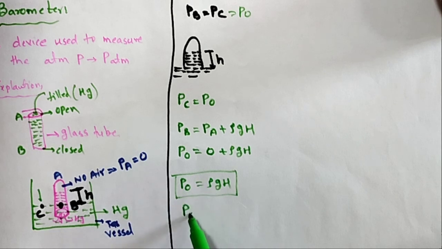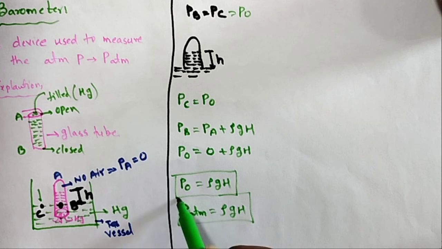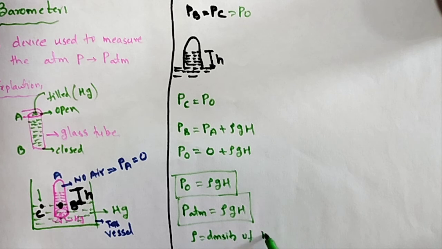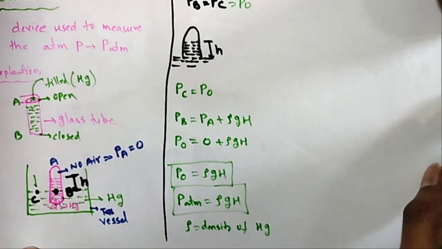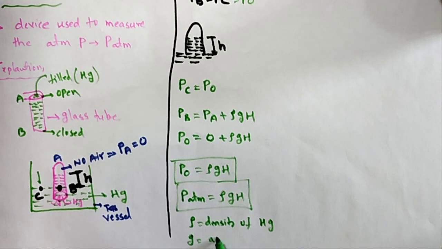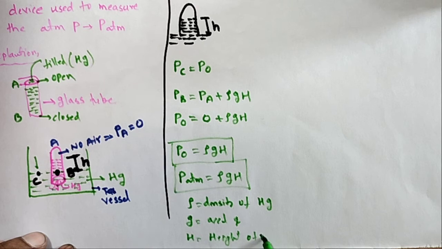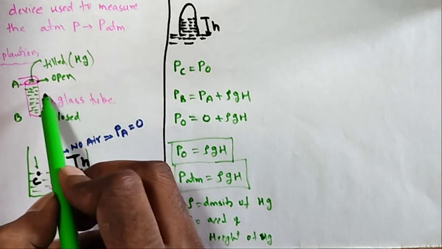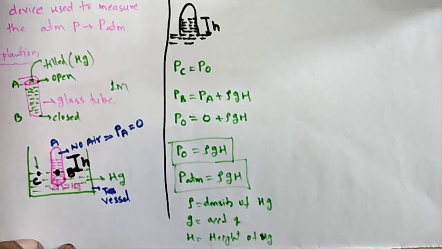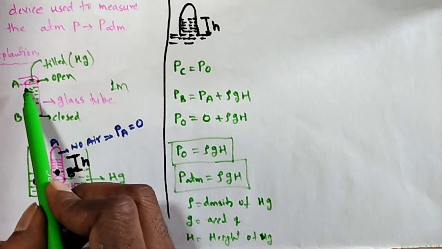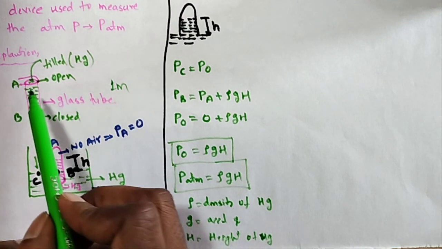So I am taking P atm, atmosphere pressure, equal to rho gh. Rho is the density of the liquid or Hg, g is the acceleration due to gravity, and h is the height of the mercury column. Initially this tube is 1 meter long, and the 1 meter tube is completely filled with Hg.